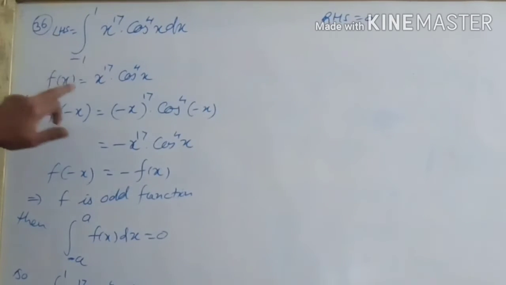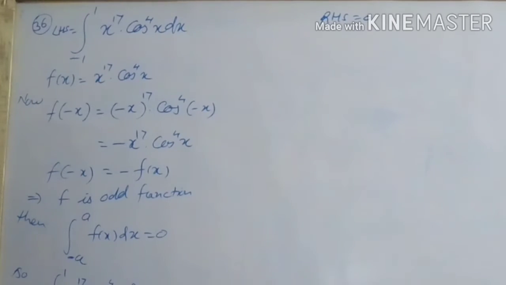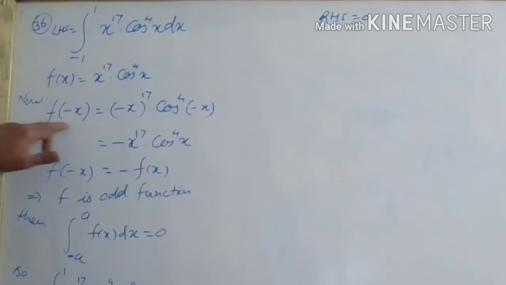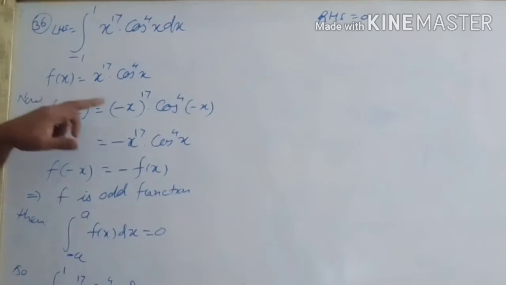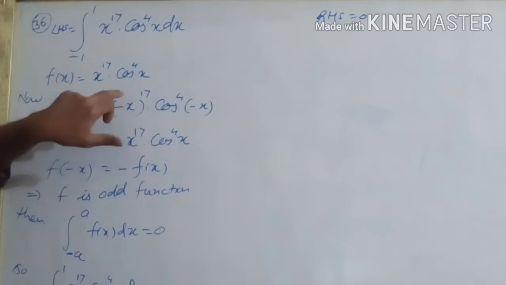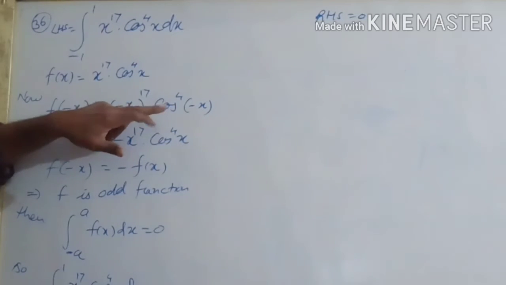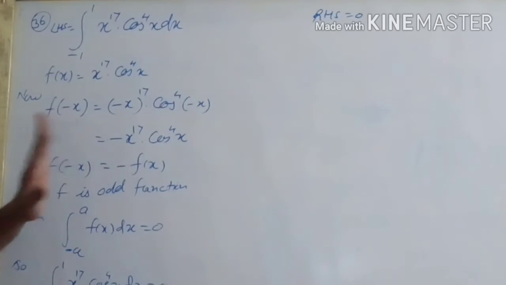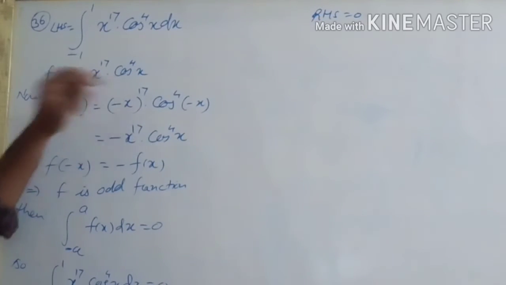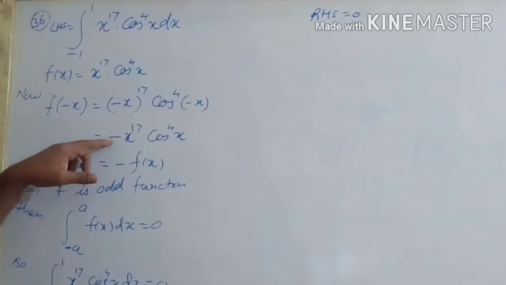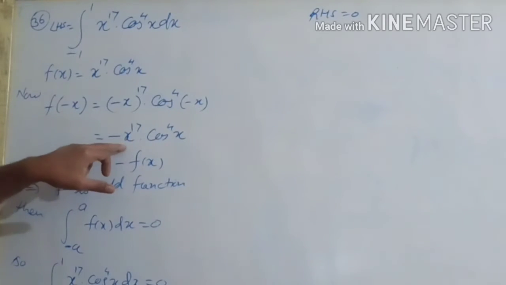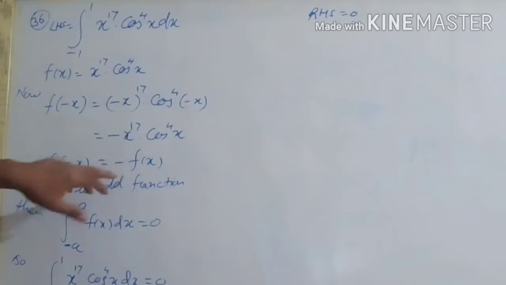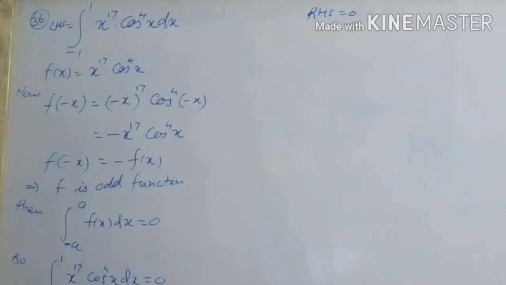So here function f(x) is x to the power 17 cos to the power 4x, and in place of x, if you write minus x, then minus x whole raised to the power 17 and cos to the power 4 of minus x. Since cos of minus theta is already positive, there is no problem, but the power is 17, which is odd, so you will get a minus sign here, minus x to the power 17 cos to the power 4x, which is minus f of x.